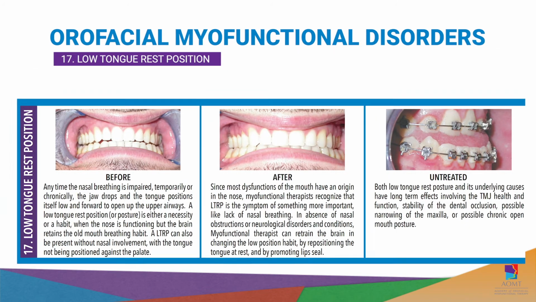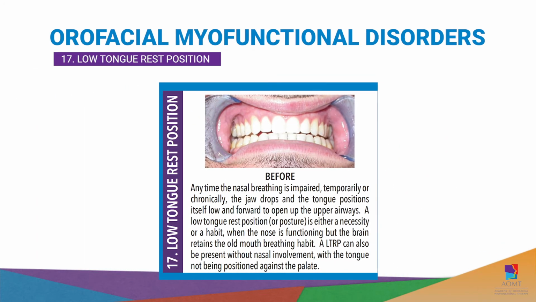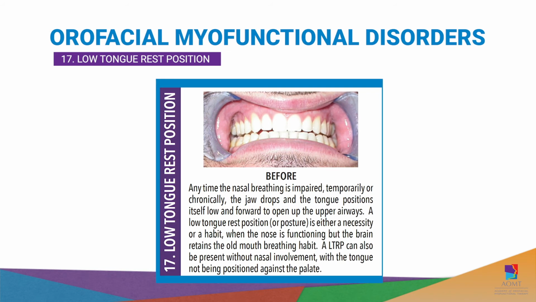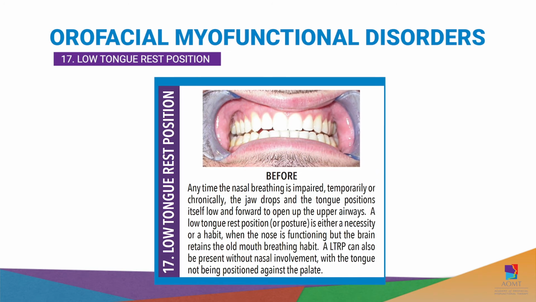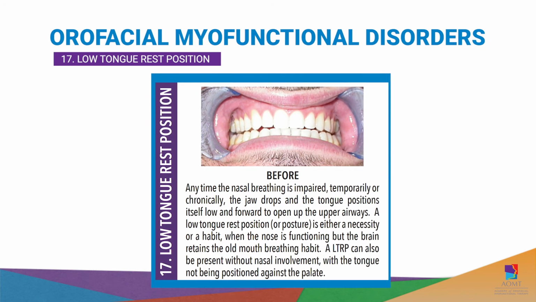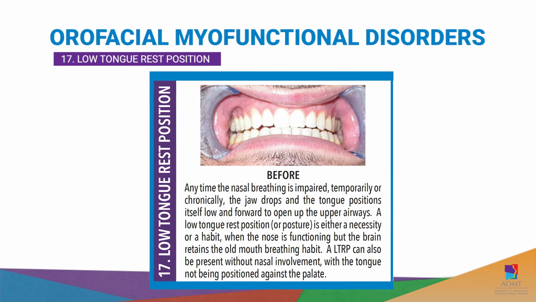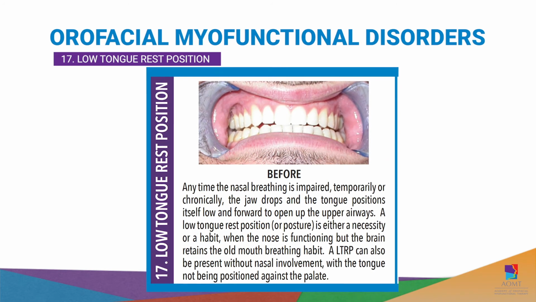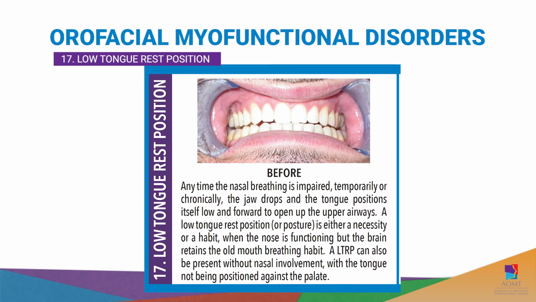17. Low tongue rest position. Anytime the nasal breathing is impaired, temporarily or chronically, the jaw drops and the tongue positions itself low and forward to open up the upper airway. A low tongue rest posture can also be present without nasal involvement, with the tongue not being positioned against the palate.